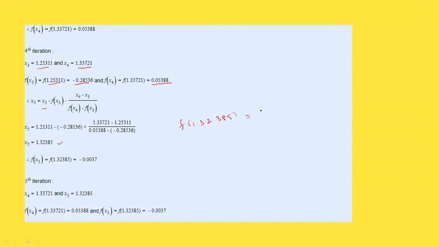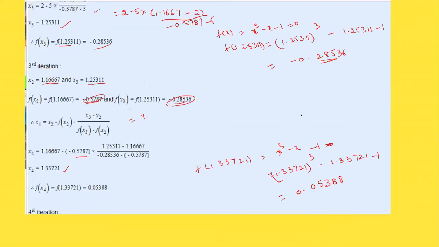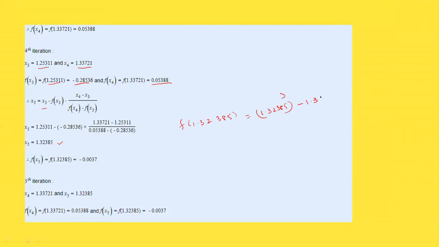1.32385 by substituting in the equation, x cube minus x minus 1. If we substitute this value, we'll get minus 0.0037. This is the 1.32385 value that is there here. Next, x4 is equal to 1.33721. This is your x4. x5 is just now, whatever value we got, 1.32385. So substitute f of x4 and this value, you will get the next iteration.